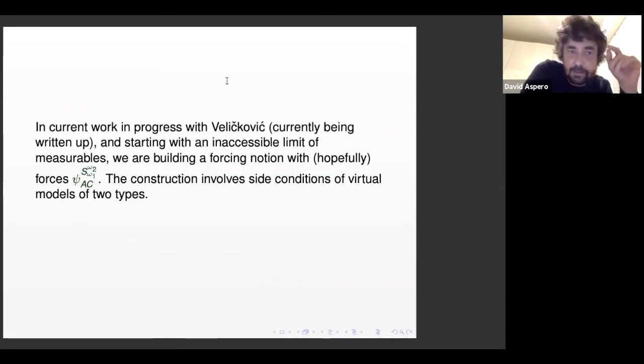Now the thing I want to mention now is that in current work in progress with Velickovic, which we're currently writing up, we think we can, starting with the same assumption, an inaccessible limit of measurables, actually build a forcing model which would force this principle. Okay, and this construction involves side conditions of virtual models of two types, but it was too early to talk about this. So I'm just mentioning this as something which is very plausible that it's true.